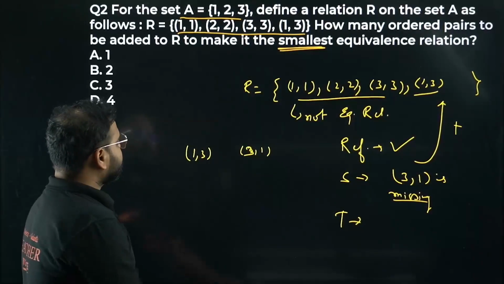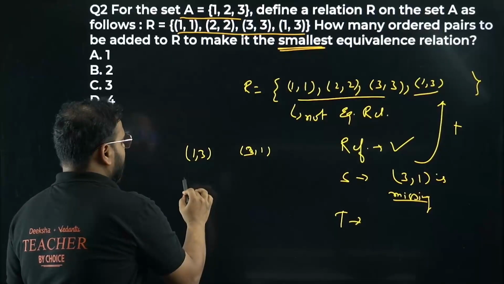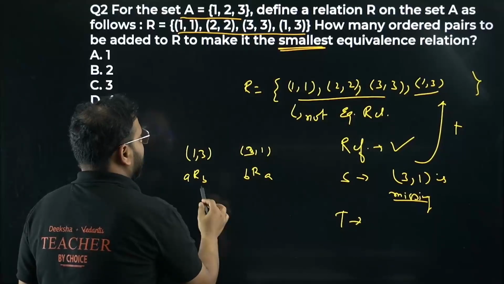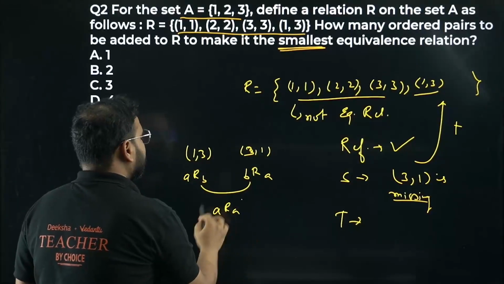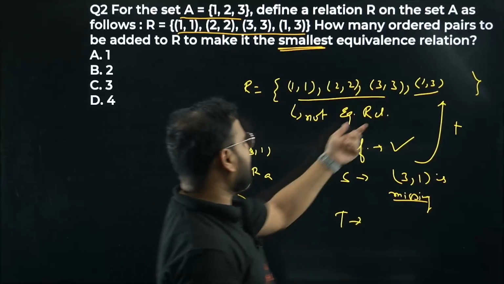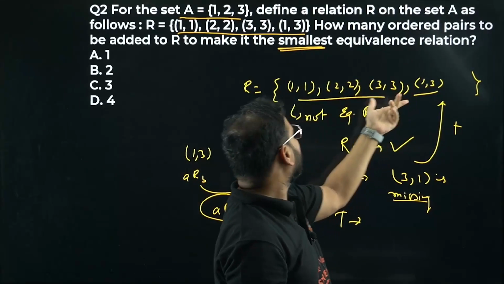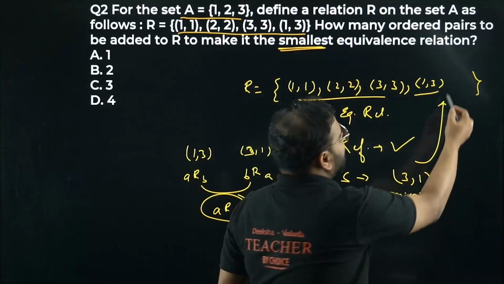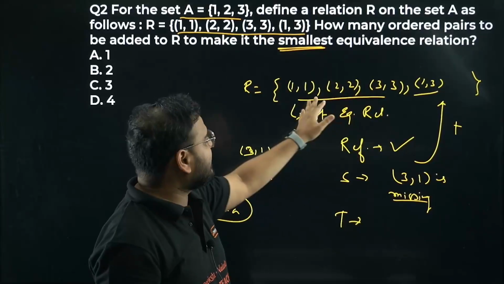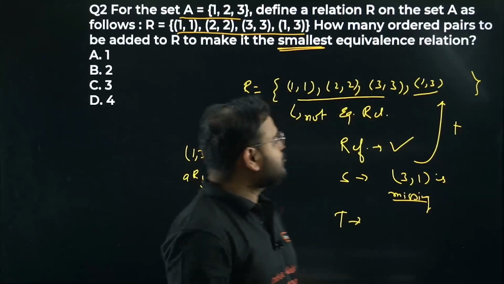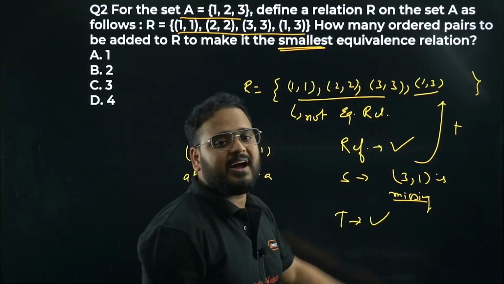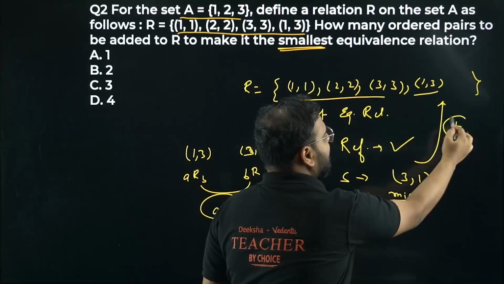Now check this out: A R B and B R A. What do you get from here? A R A. That's there, (1,1) is there. We won't check anything else. Only one thing is missing: if I put (1,3) and (3,1), that can be checked. Nothing else creates non-transitivity. So if I add (3,1), it will become transitive also.